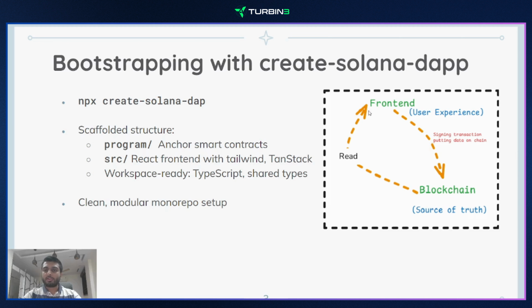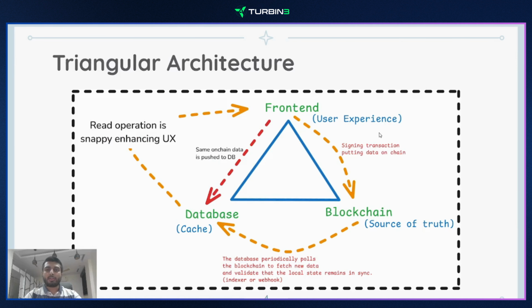This is the architecture. The front end makes up the user experience, where the user signs the transaction and puts the data on chain. The blockchain, in our case Solana, is the source of truth, and we read the information from the chain directly. However, this can be enhanced further by introducing a database and making it production ready.